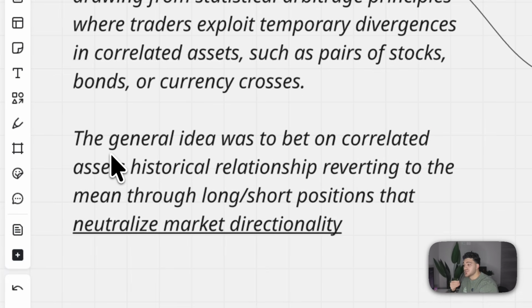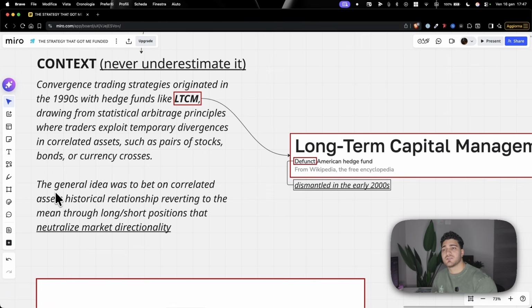The general idea here was to bet on correlated assets' historical relationship reverting to the mean when they actually got a divergence, through long and short positions that actually neutralize market directionality. So originally these strategies worked by going long and short on correlated assets. In that way they could make money without actually betting on the direction. Okay, they didn't care if the pair went long or short, they were making money regardless. It is very similar to what they do now with match betting.